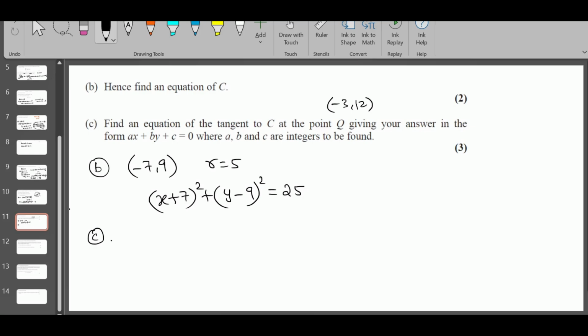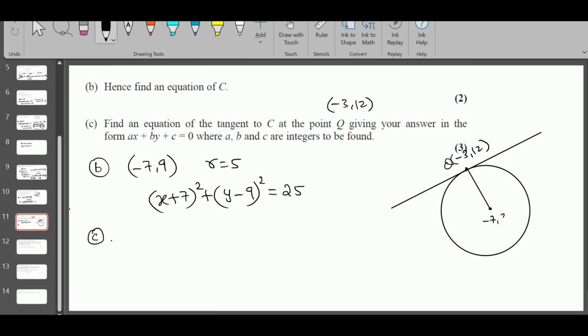Okay. So we have a circle. We need to find the equation of this tangent at this point Q of minus 3, 12, right? So we have a point that lies on the straight line. Now we just need the slope. So we can find the slope of the radius. Let's say the radius center is here. Center is minus 7, 9.